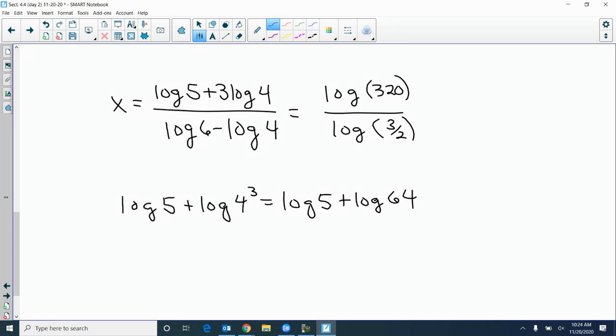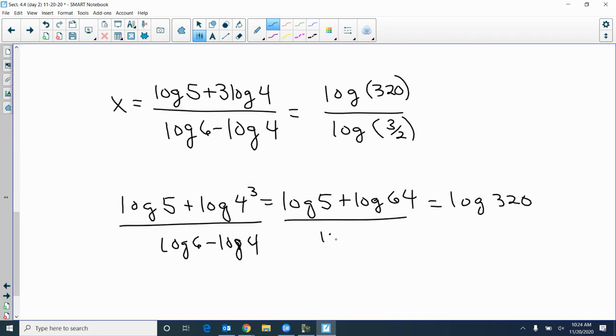Well, what do we do when we condense it to those two numbers? We multiply them. And 5 times 64 is the log of 320. And then log of 6 minus log of 4, that's going to be the log of 6 divided by 4. You divide those, and all I'm asking you to do is reduce there. Okay, and that's how you simplify that.